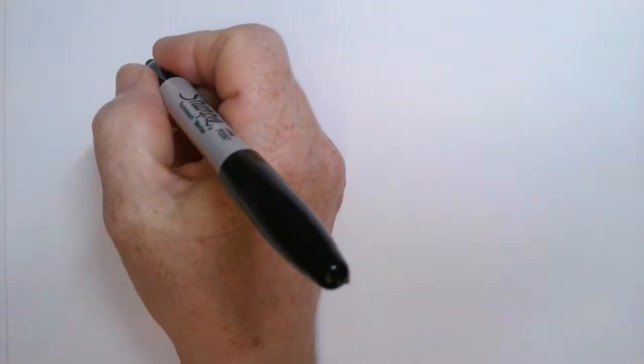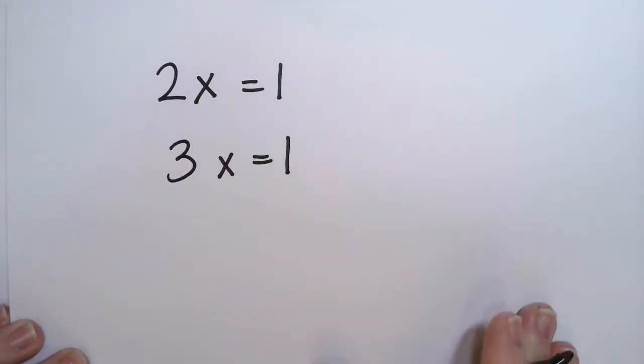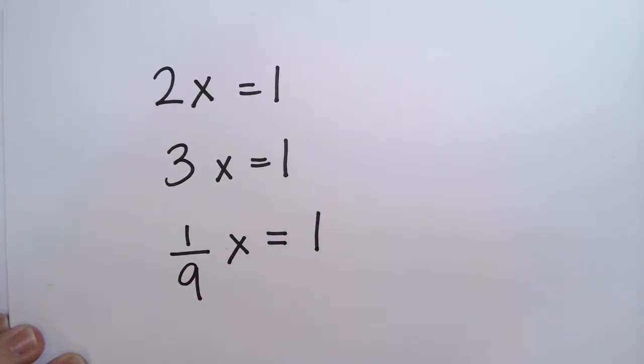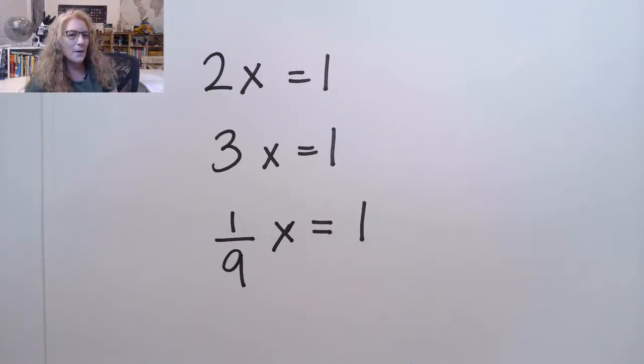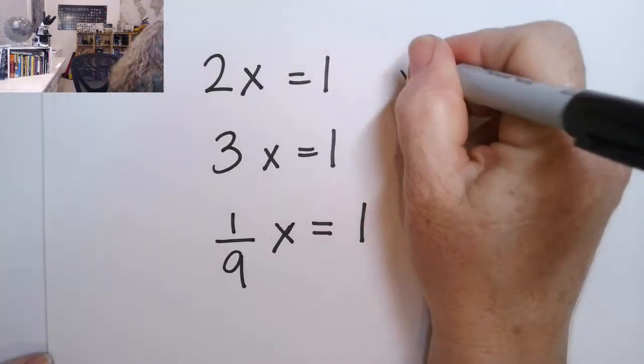Good. What if I said, I'm going to give you a couple of them now, and then you tell me the answers to all of them. 2x equals 1. 3x equals 1. 1/9 x equals 1. Go ahead. You tell me what each one of those has to be in order for those statements to be true. x is going to be different for each one. 2 times something gives you 1. If you have 2 halves, they make a whole, right? So in this case, x is equal to 1/2.